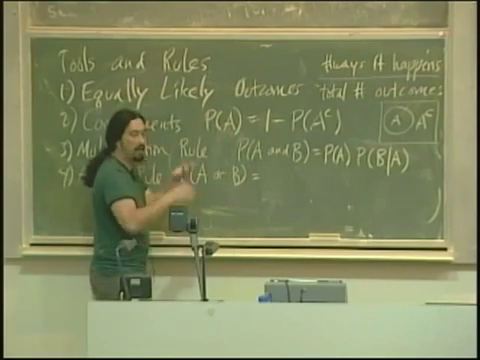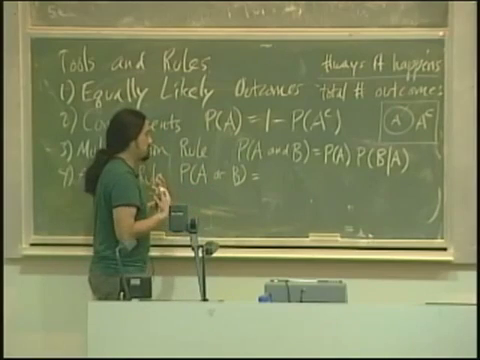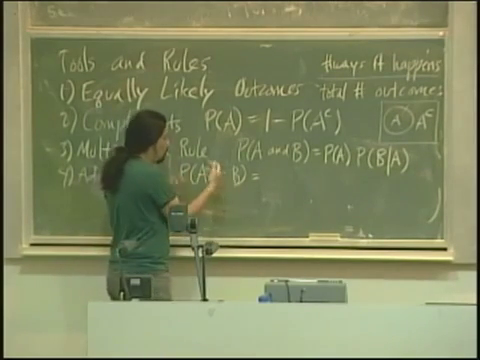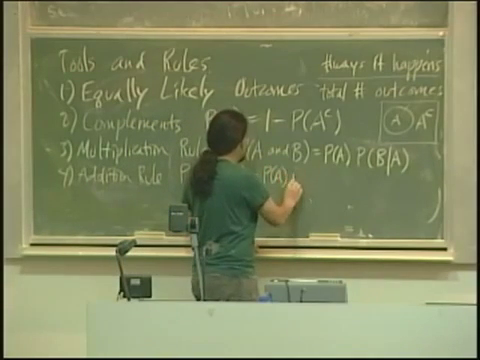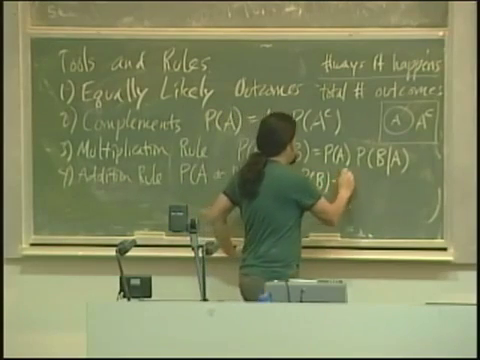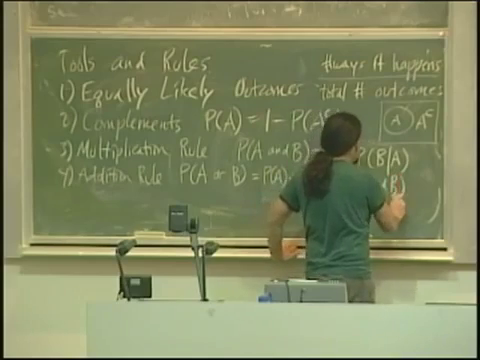A or B, well, that could happen in either way. So that should be kind of less restrictive. If A happens, it happens. Or if B happens, it happens. So that suggests addition. So we have probability of A or B. You have to subtract the probability of A and B. OK?